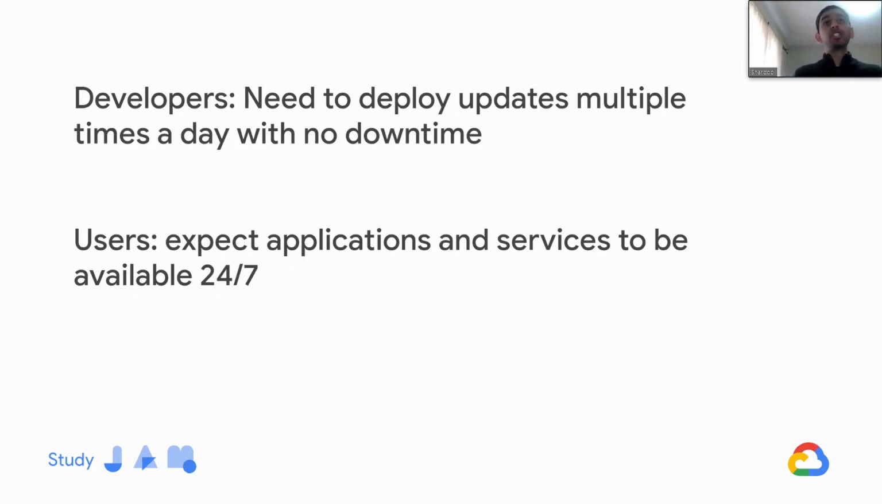Developers, as I mentioned before, need to deploy updates to their application multiple times a day with ideally zero downtime. So this means when you're, for example, changing versions of servers or a library, you don't want users to face downtime and say that the server is going to be down for a couple of hours, because sometimes you're dealing with really critical services. And so users obviously expect the application and services to be running 24/7.